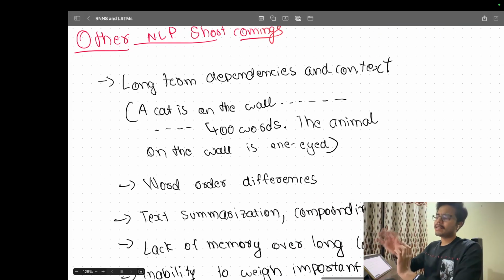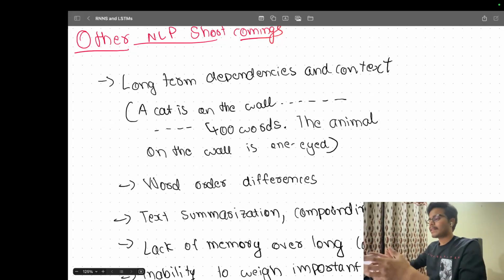And now let us look at some other more NLP based shortcomings. Long-term dependencies and context, those are lost. Everything is purely mathematical. Let's consider a typical example. There's a cat on a wall. I hope it's a cute cat.